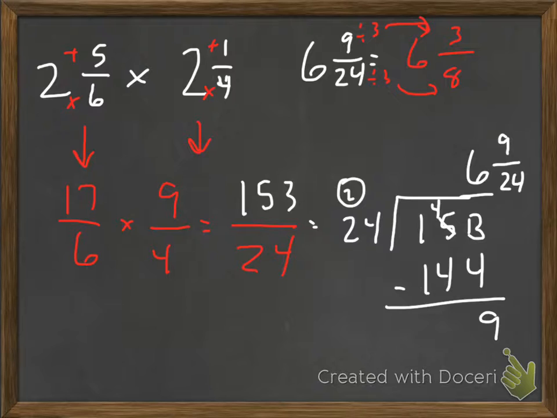So for this one, we had to change each mixed number to an improper fraction, multiply, and then change it back to a mixed number, and then reduce. And they are going to have some of these bigger problems now, since we've been working on these for a while. So hopefully the video will help them.